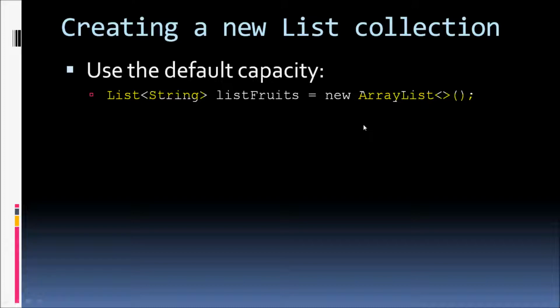By default, the default capacity of the ArrayList class is 10. That means initially an ArrayList can store 10 elements, and if we add more than 10 elements, then the list can automatically resize, increase the capacity.